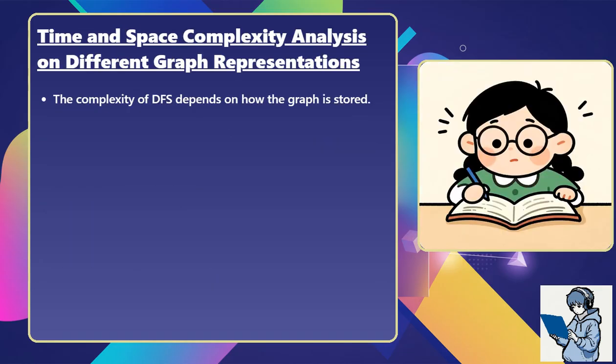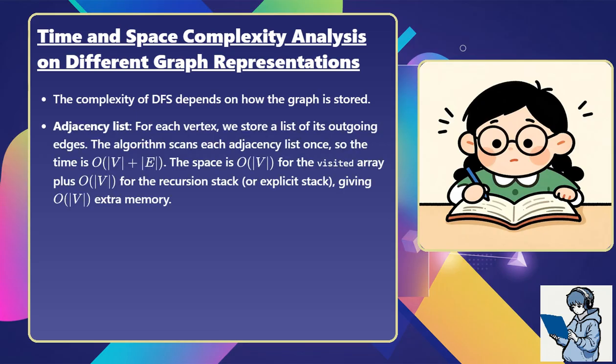The complexity of depth-first search depends on how the graph is stored. Adjacency list: for each vertex we store a list of its outgoing edges. The algorithm scans each adjacency list once, so the time is O(V + E). The space is O(V) for the visited array plus O(V) for the recursion stack or explicit stack, giving O(V) extra memory.